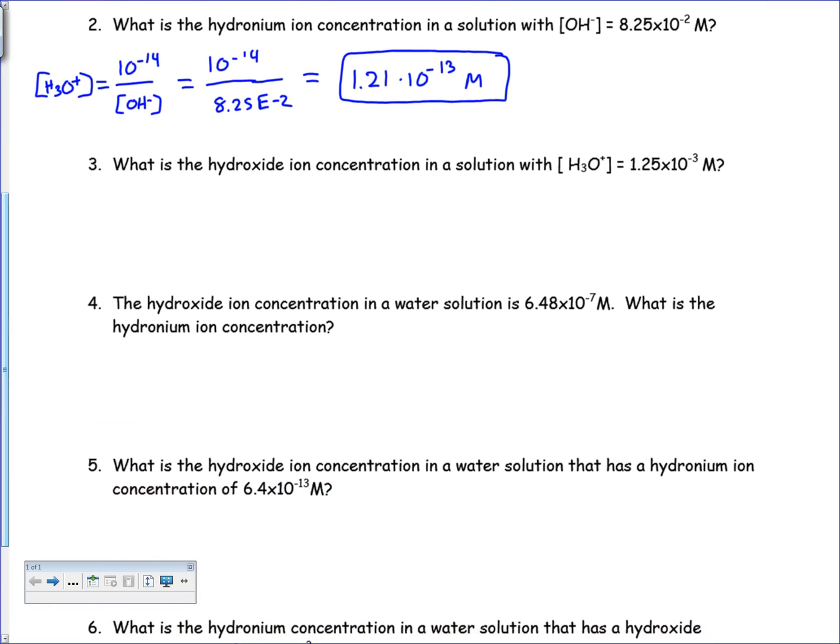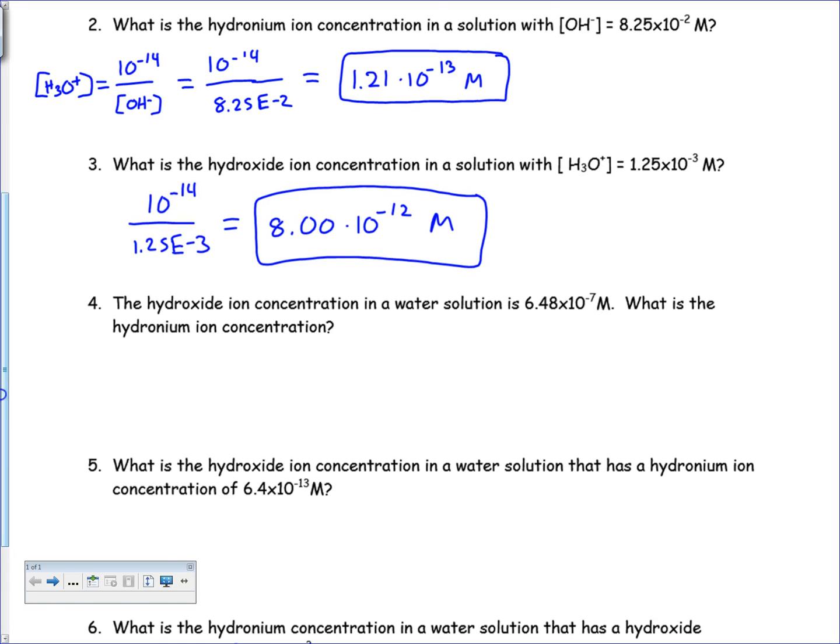Question 3 is asking us for hydroxide, so this is just like problem 1 again. We're going to take 10 to the negative 14th, divided by what they gave us there, 1.25 times 10 to the negative 3rd. You calculate that, and you get 8.00 times 10 to the negative 12 molar.